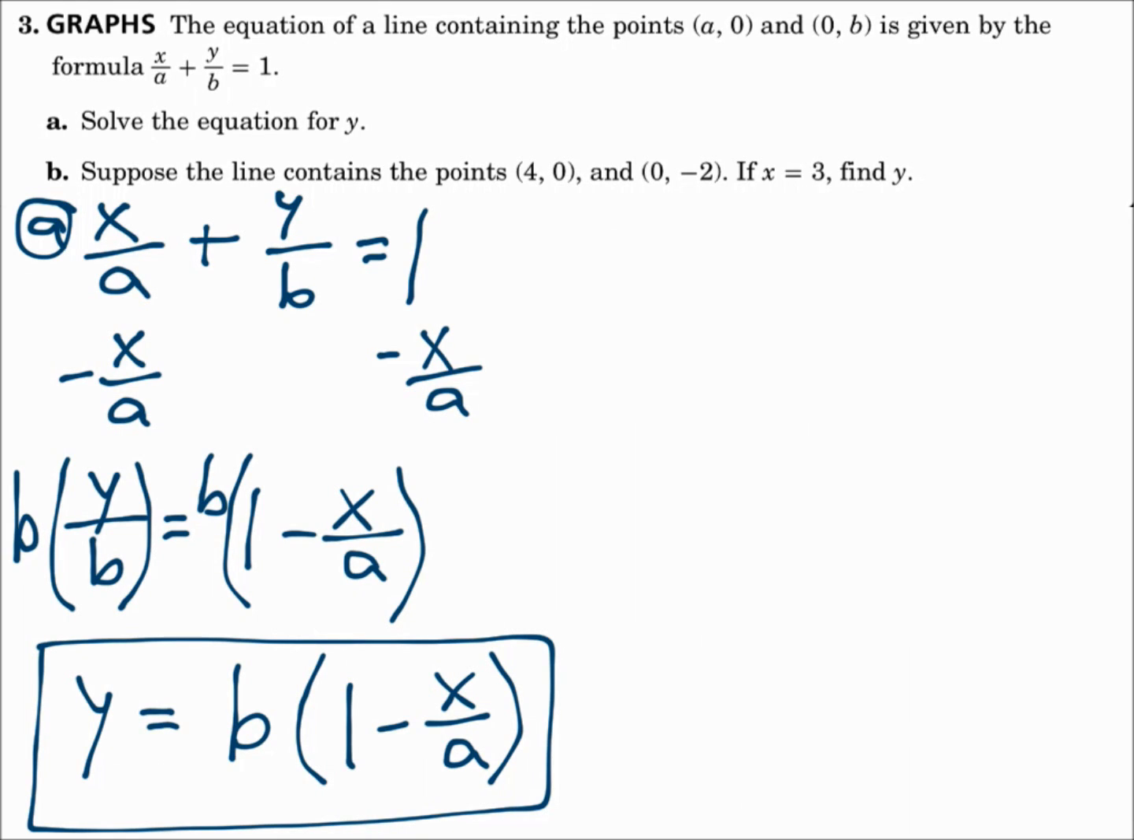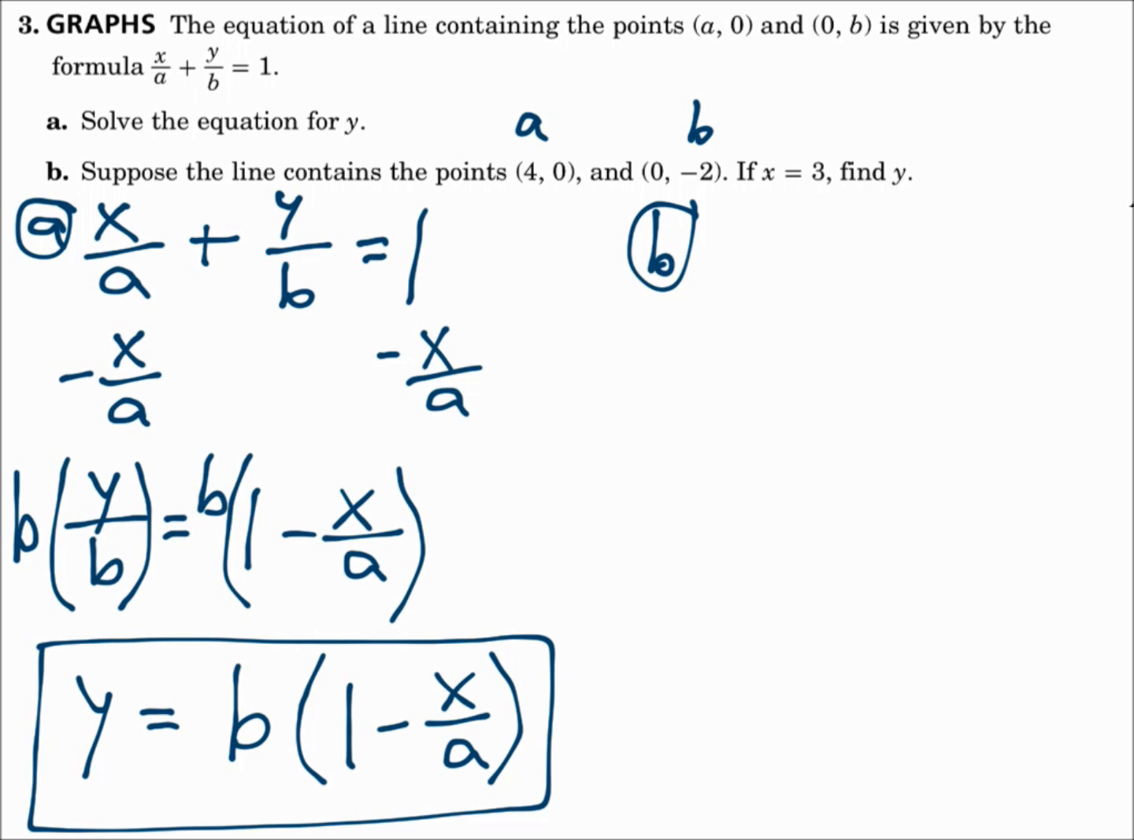B. Suppose the line contains the points 4, 0 and 0, -2. If x equals 3, find y. Well, look at the original question. A was in the point a, 0. And we have the point 4, 0. So A is going to be 4. In the original question, B is in the point 0, b. And we have the point 0, -2. So B will be -2.